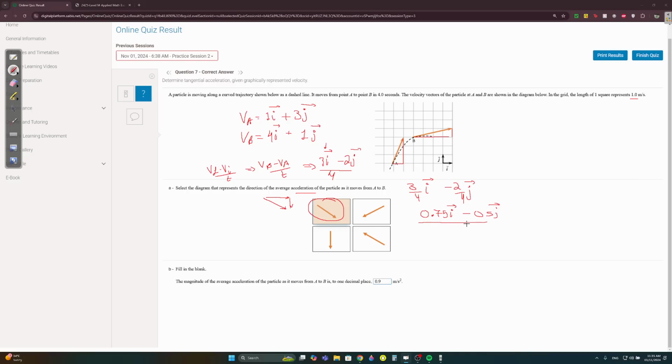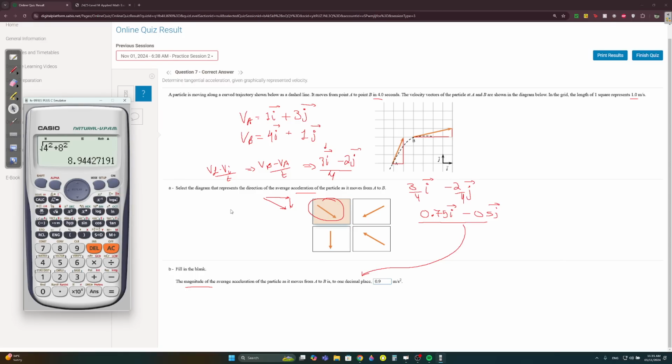But you're going to need the steps for this one here, because they're going to tell you now to find the magnitude. What is the magnitude? They said 4 seconds, that's why I divide by 4. How do you find the magnitude? Radical 0.75 squared plus 0.5 squared.